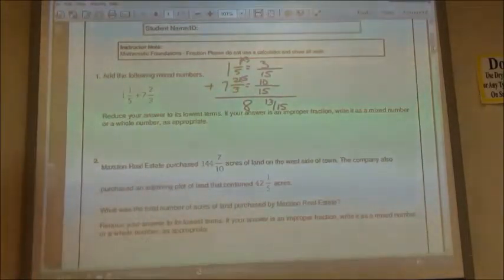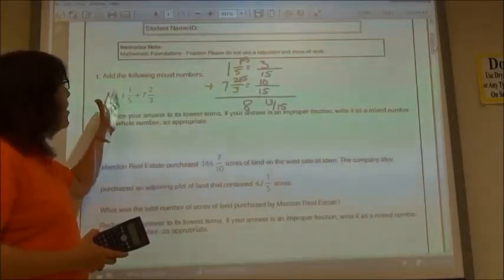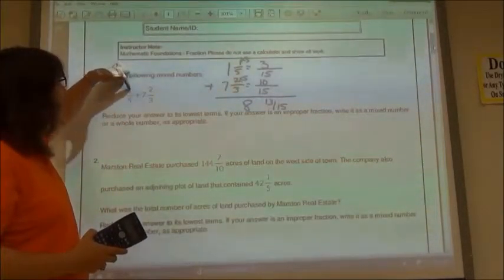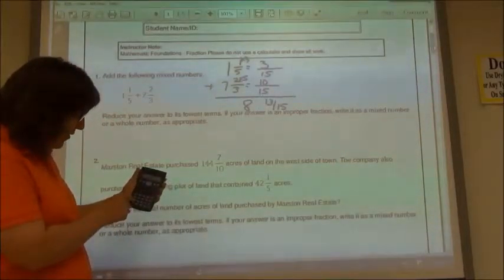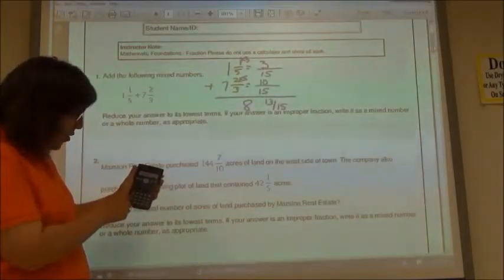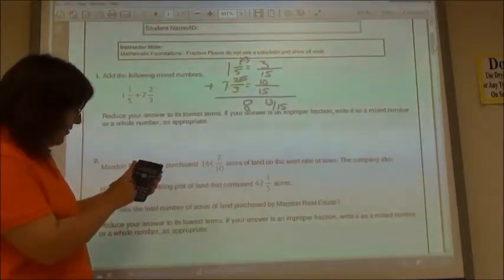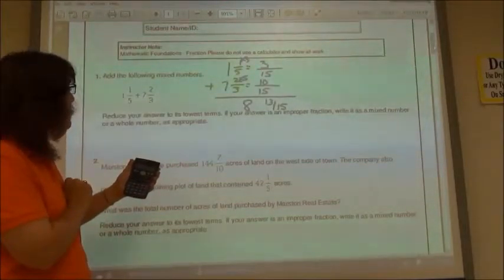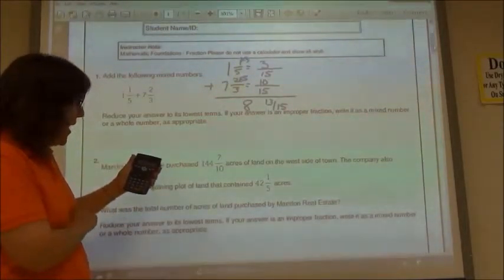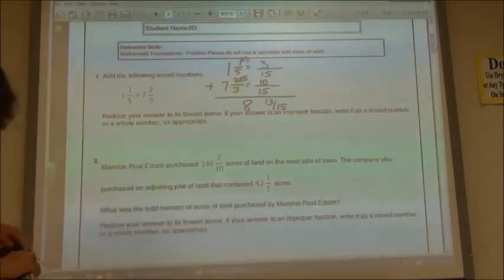Now again, when you're working with mixed numbers on your calculator, when you enter that in, you put the 1, hit the fraction button, the 1 on the top, hit the fraction button, and the 5 to do 1 1/5. So 1 fraction 5 plus 7 fraction 2 fraction 3. So 1 1/5 plus 7 2/3, and I should end up with 8 13/15, which is what I got for my answer.